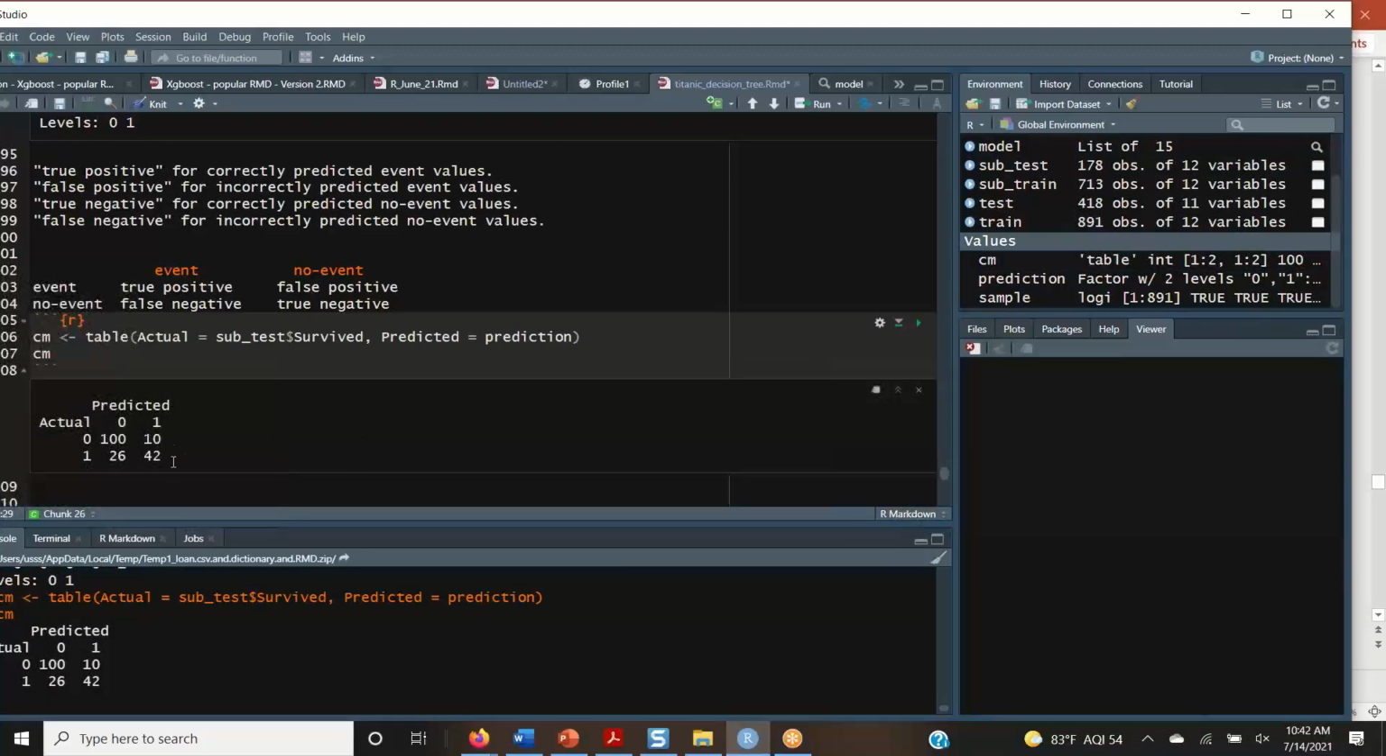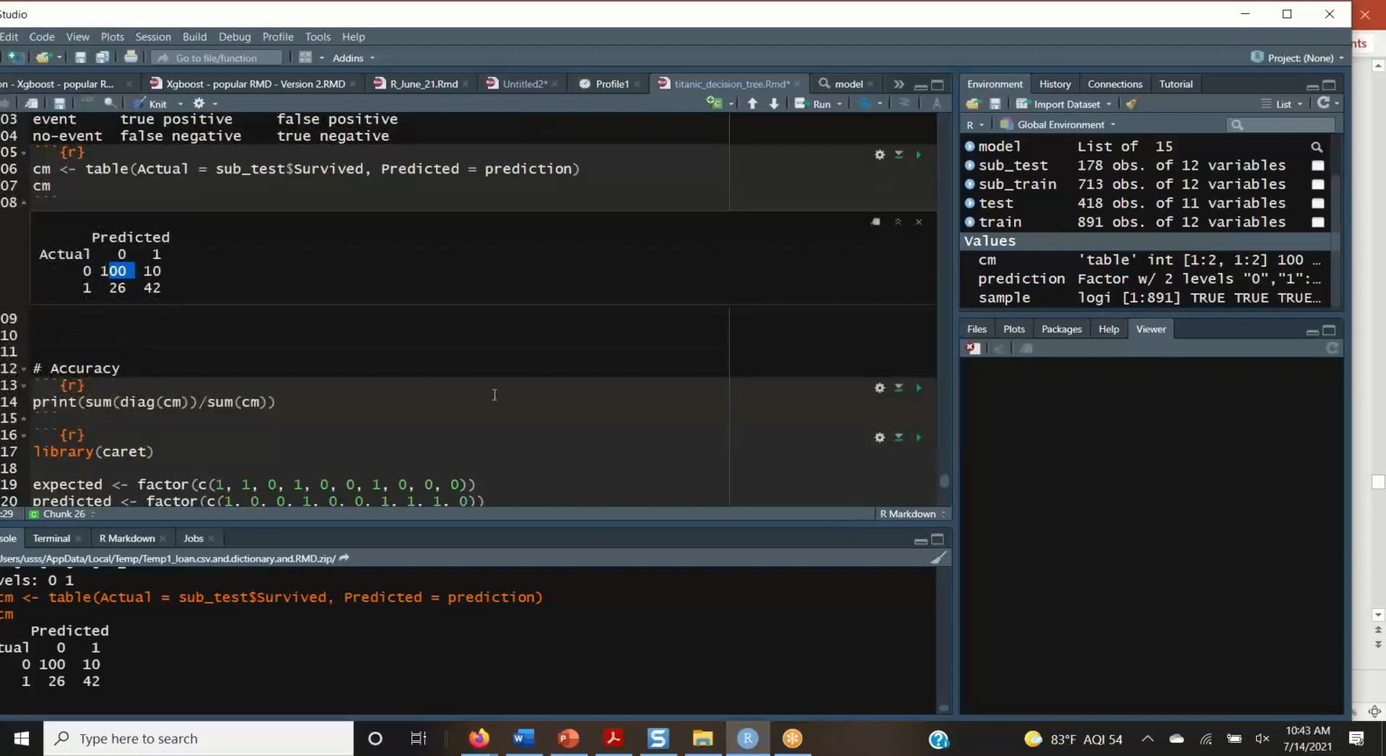Now I want to do the cross tabulation. You can see that for the test data set, 42 plus 26 are the actual target case survived, which is 68. So actual class 1 is predicted 42 divided by 68. Class 0 is predicted, out of 110, 100 of them are predicted correctly. Okay, so that's what this is.